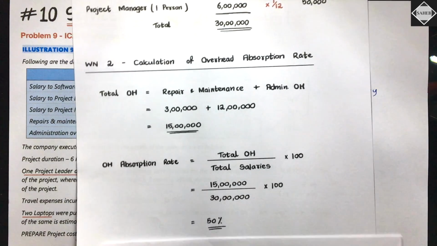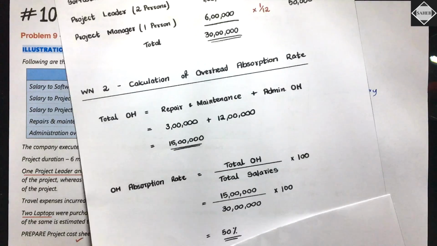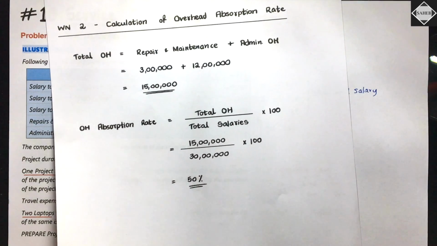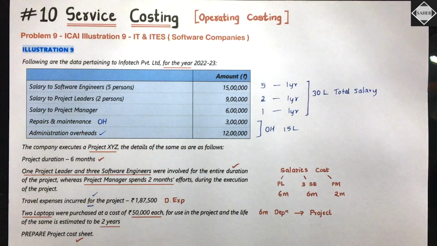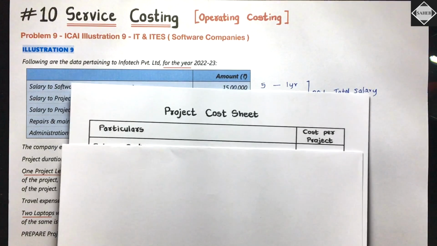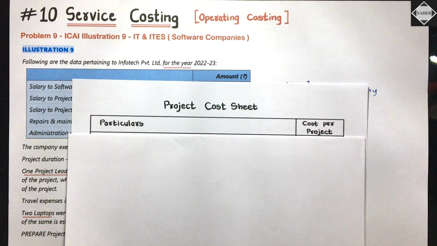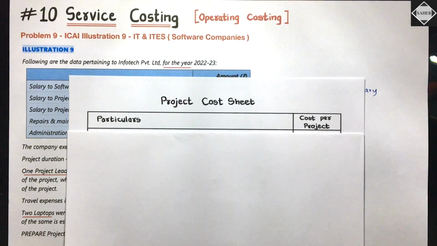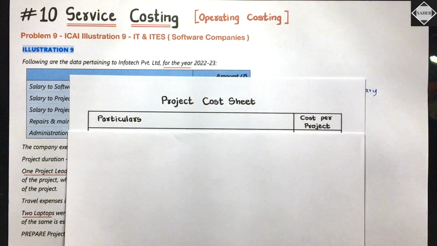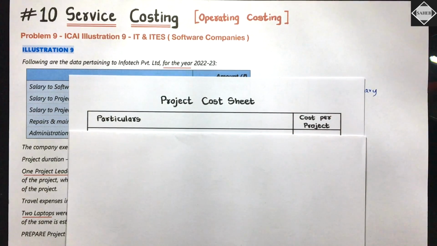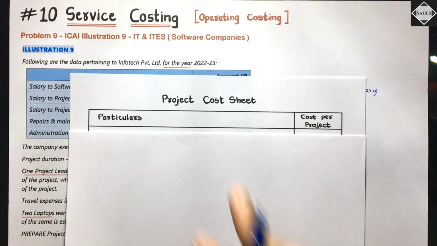Let's go to the cost sheet and then you will understand. It's really simple. This is 50% of salaries. Now let's see the cost sheet. See here, we have the main solution, project cost sheet, with the particulars column and cost per project, because that's our cost unit. We are calculating the cost of this particular project only, project XYZ. Even if you just write cost over here, that's also fine because it's a project cost sheet.